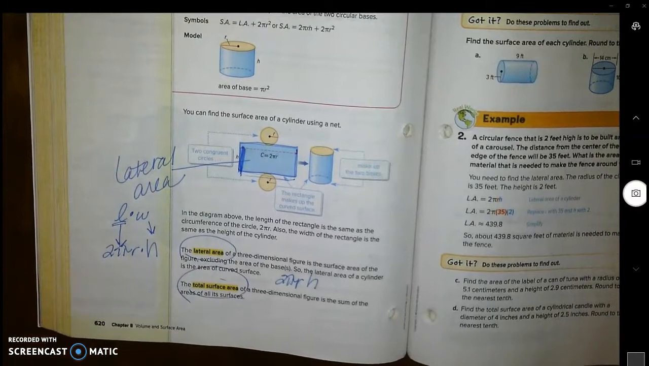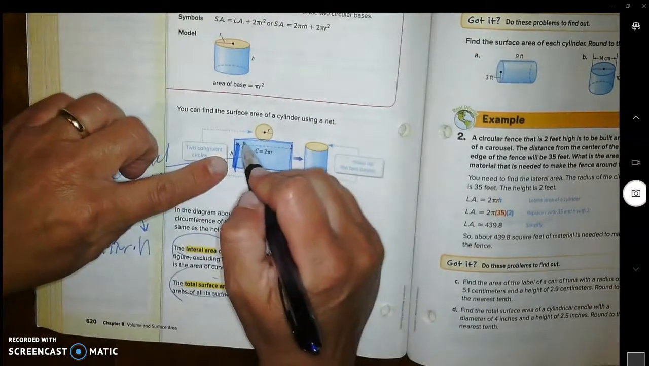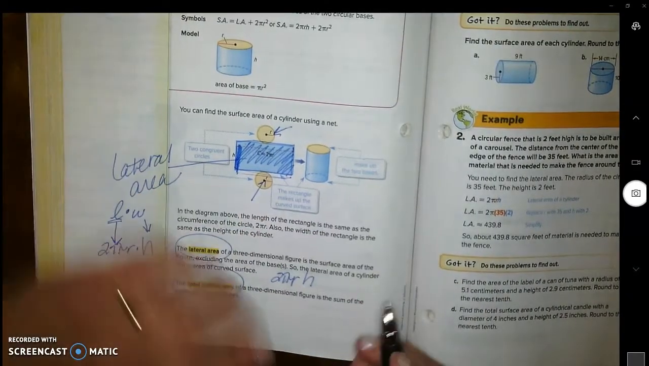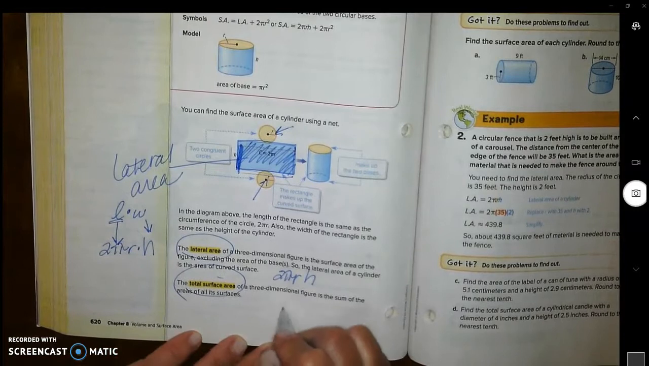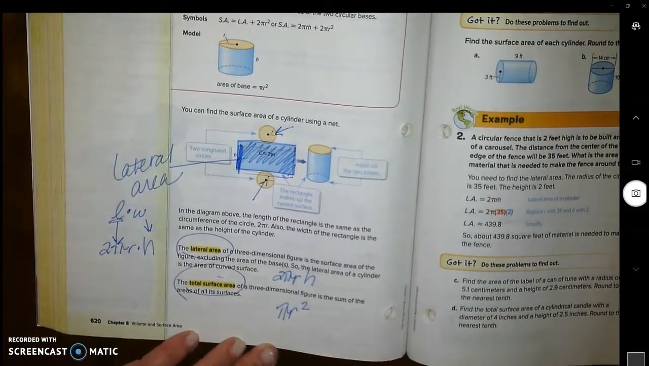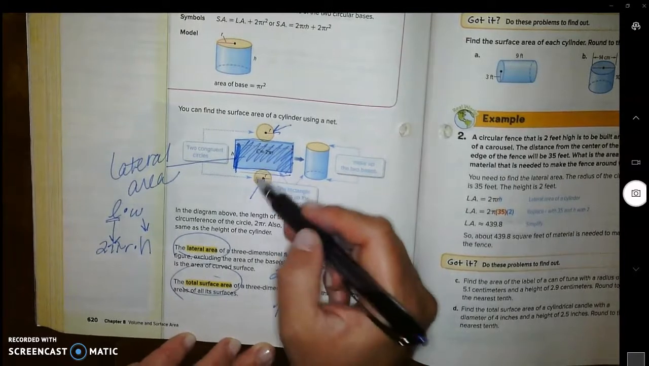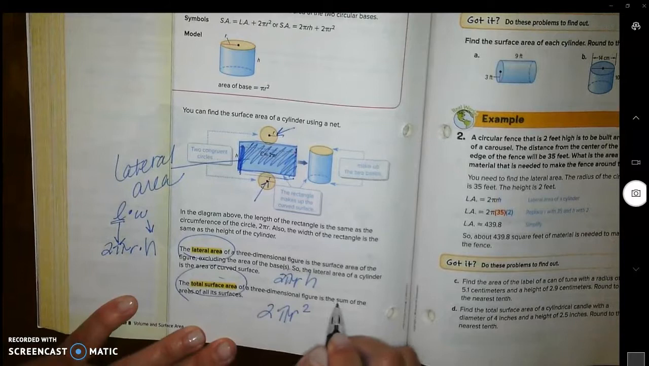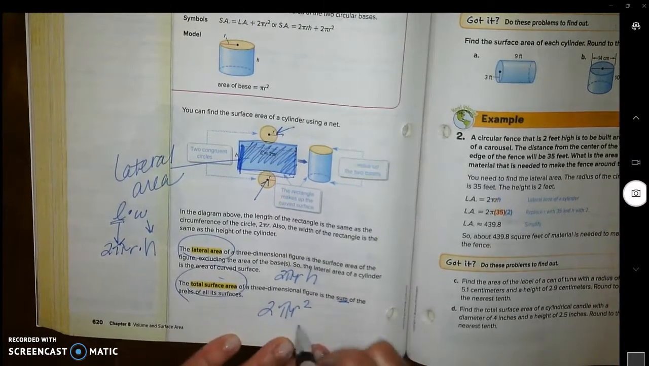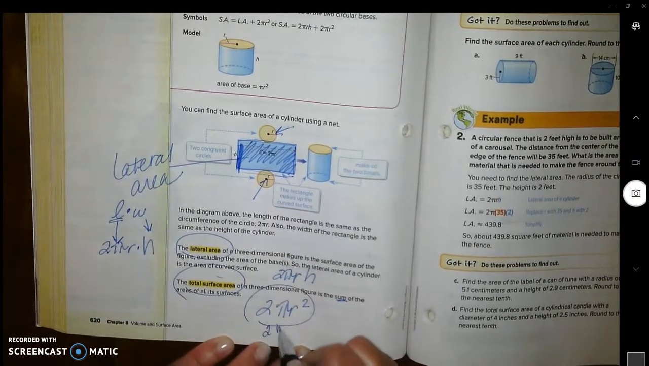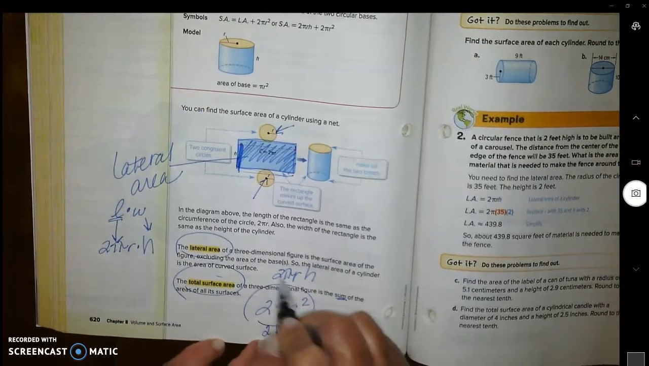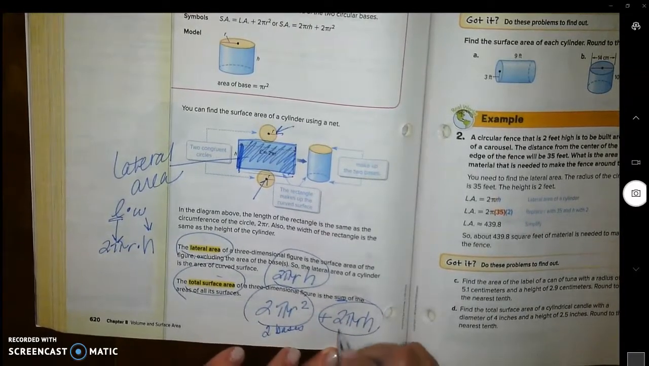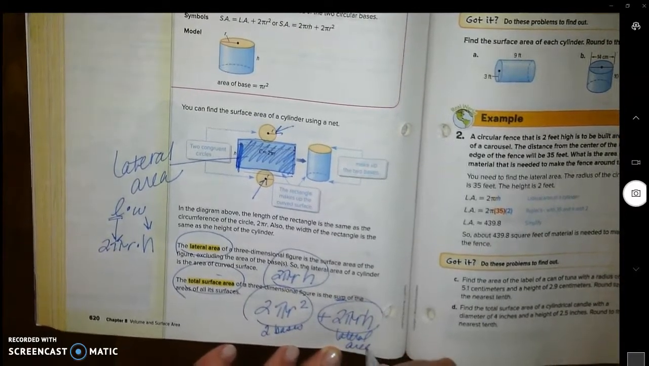Now the total surface area is going to take and add the rectangle and the two bases. Well, how do you find the area of a circle? Remember, it's pi r squared, okay? And since there are two of them, we're going to multiply it by 2. And so the surface area becomes the sum of both of them. So here's the two bases for the two circles, and then here's the lateral area. So this is a long formula, but that's where it comes from.